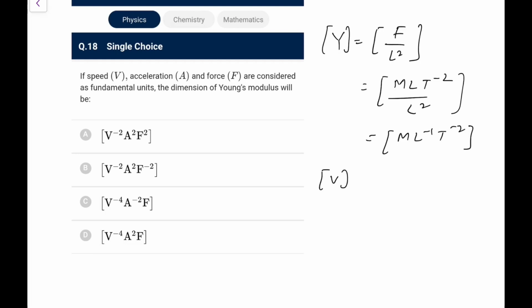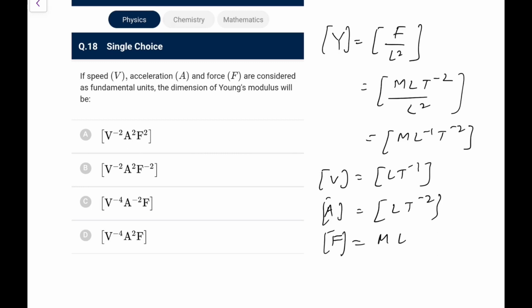Now v you know is L T minus 1, acceleration you know is L T minus 2, and F you know is M L T minus 2. So to get M there should be one F, so F should be power 1 only, so these two are rejected. So F is power 1, so we get this L, we need L minus 1. So a into v should get something like L minus 1. If I take this as minus 4 and minus 2, no, it would come L minus 6. And if I take it as minus 4 and 2, it will give L minus 2, and L into L minus 2 will be L minus 1. Yes, so this would be D. The standard way, I have just done by introspection. This is option D I am getting.